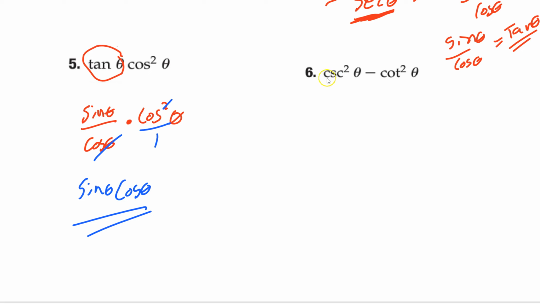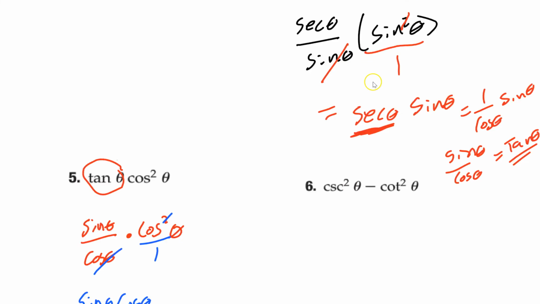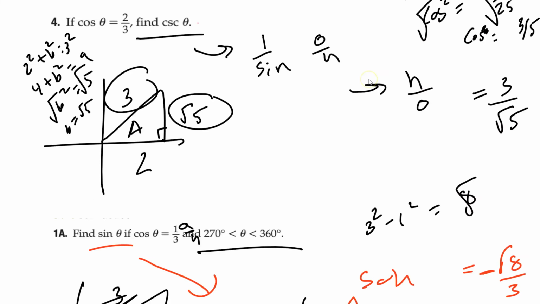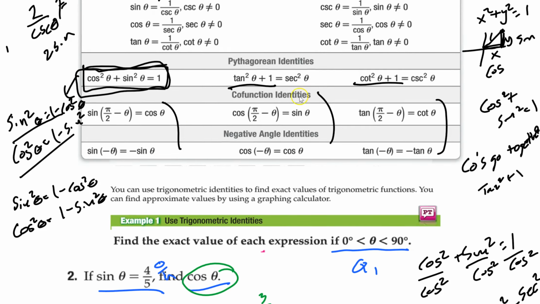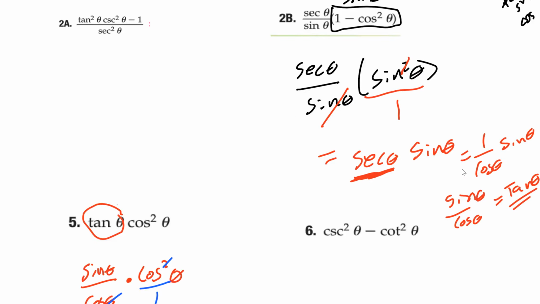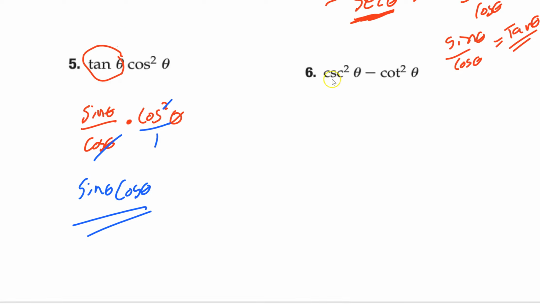Now we're getting to a tough one. Cosecant squared minus cotan squared. Now there's a lot of ways we could go with this. It all depends on how well you know your rules. If you know the extended rules, we could rewrite this. Cosecant squared is the same thing as 1 plus cotan squared. And then you have 1 plus cotan squared minus cotan squared. So these cancel, you just get 1. That's one way to do this.